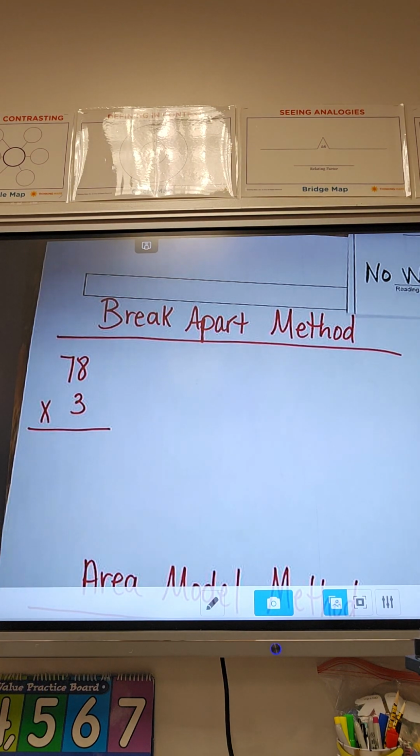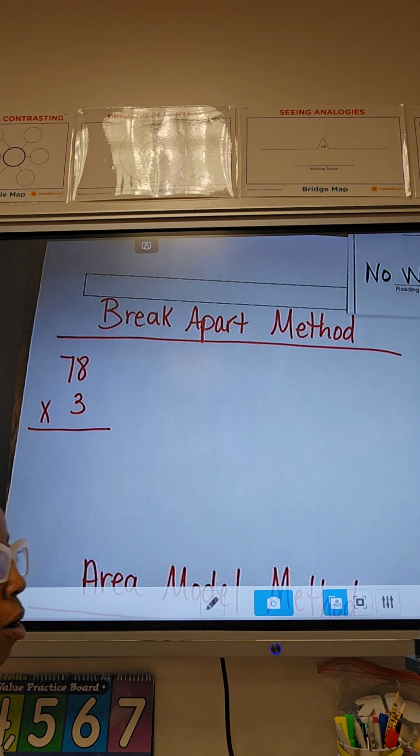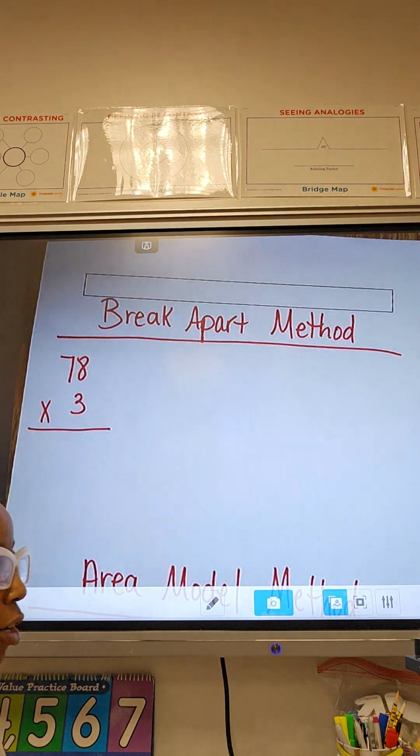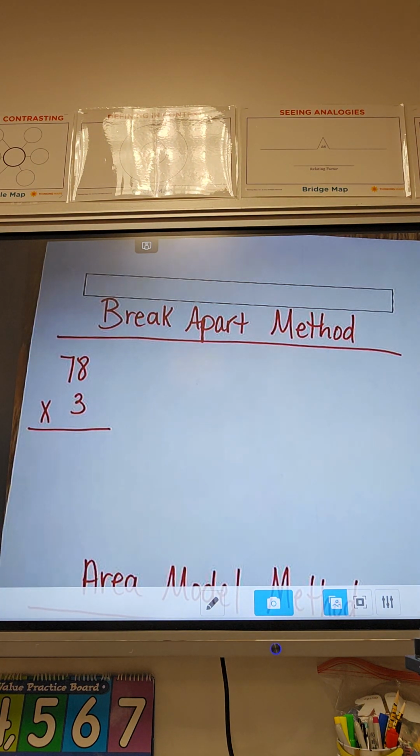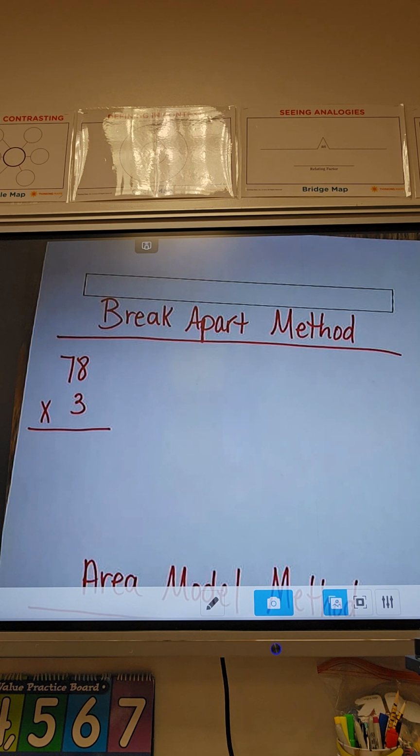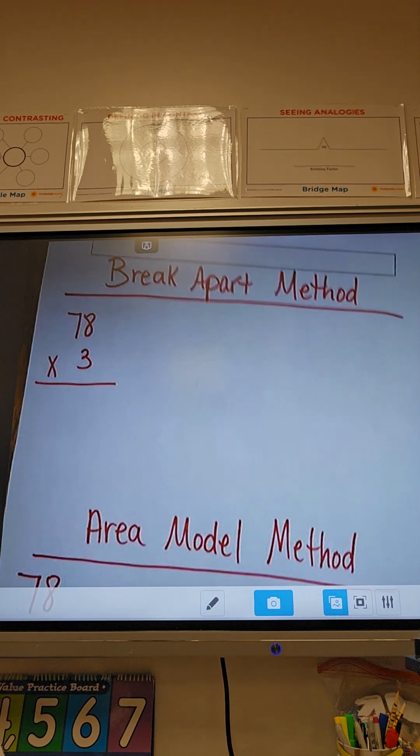All right, so let's go over how I want to see your homework done. This is just an introduction to multiplying multi-digit numbers by one-digit numbers. There are two strategies we're going to use. We're going to use the break apart method and we're going to use the area model of multiplication.